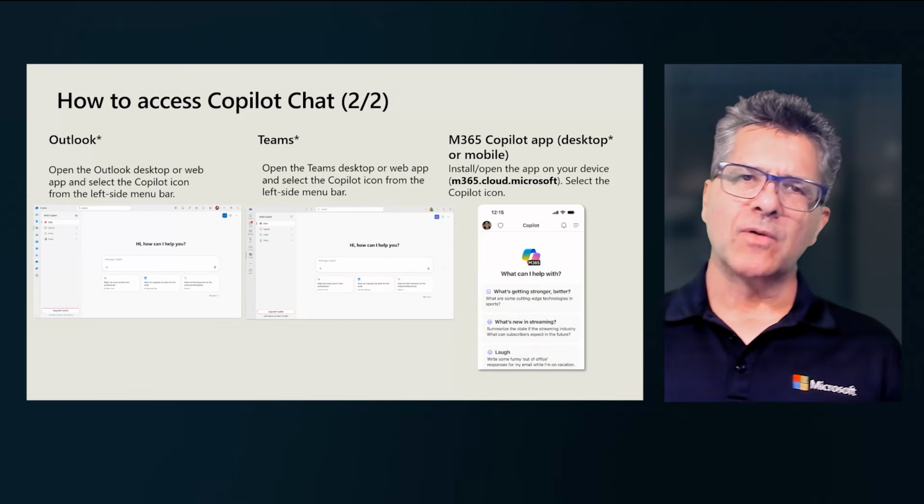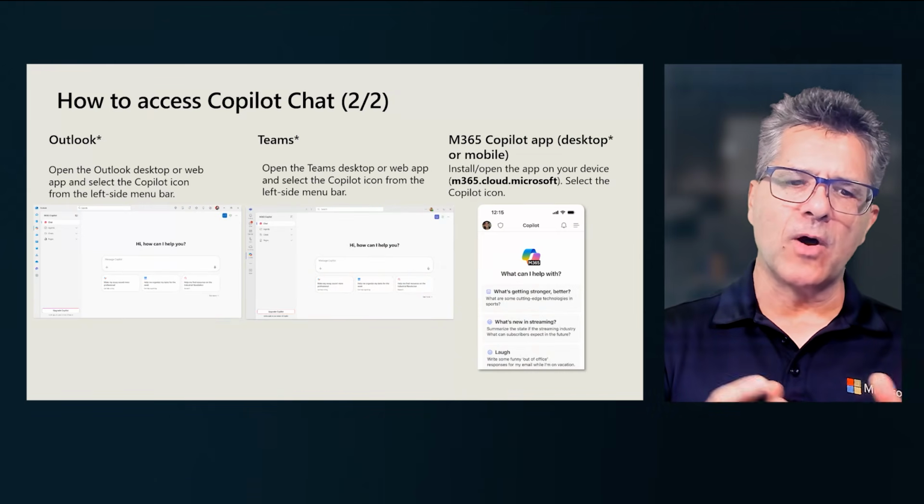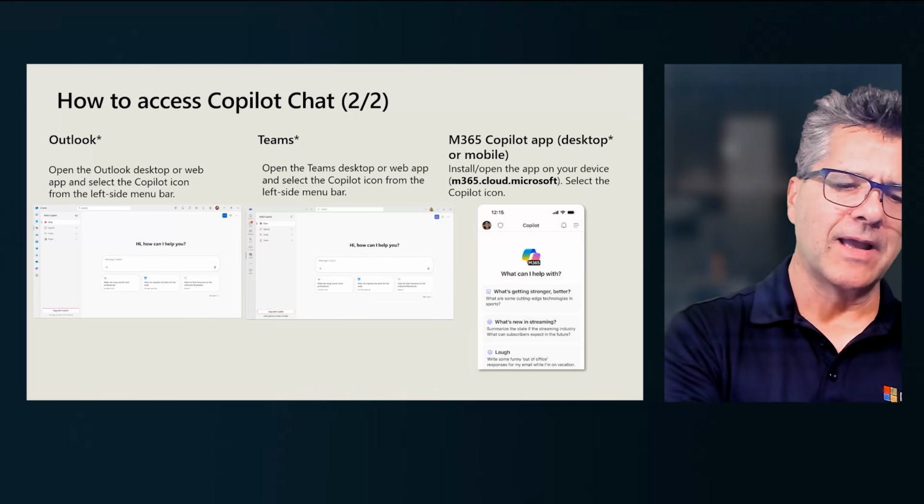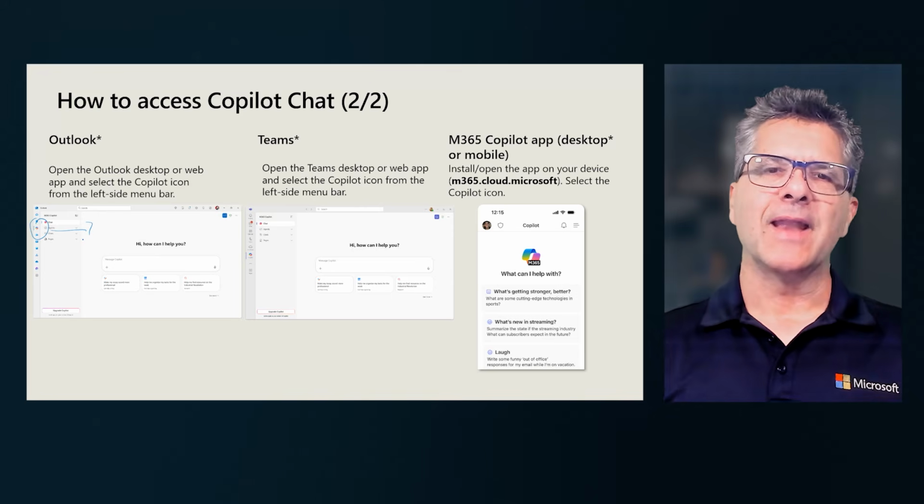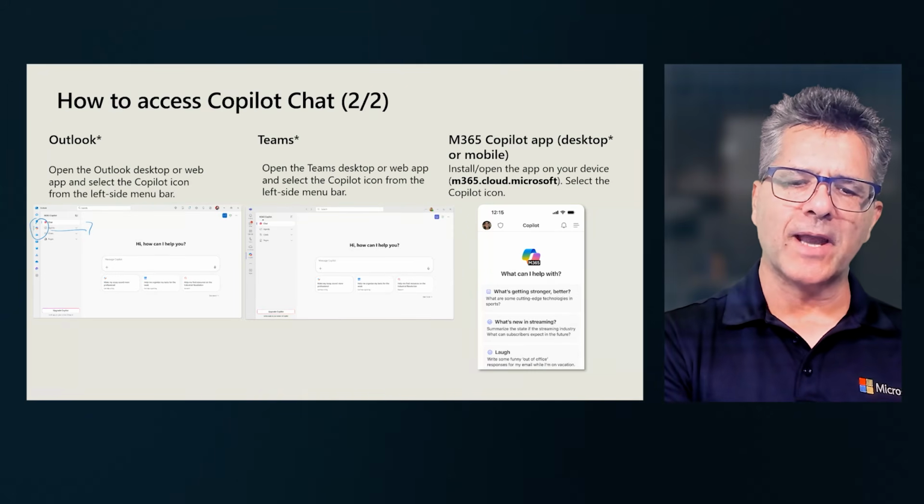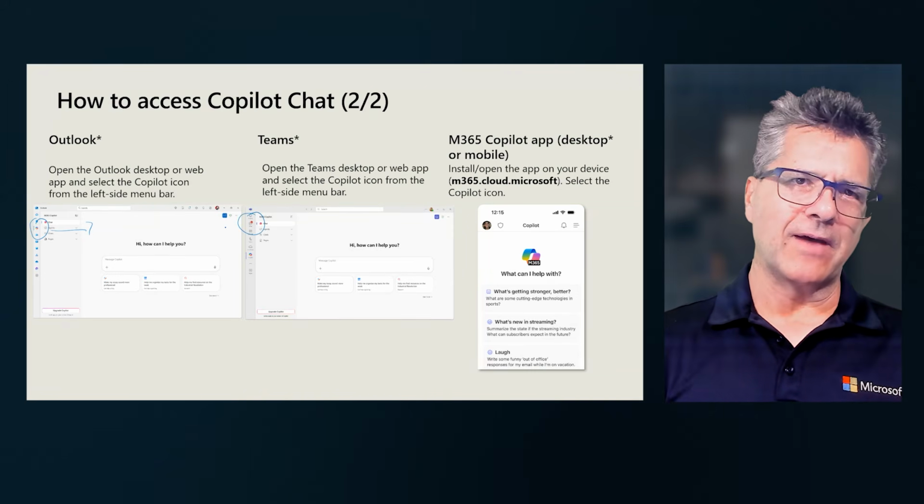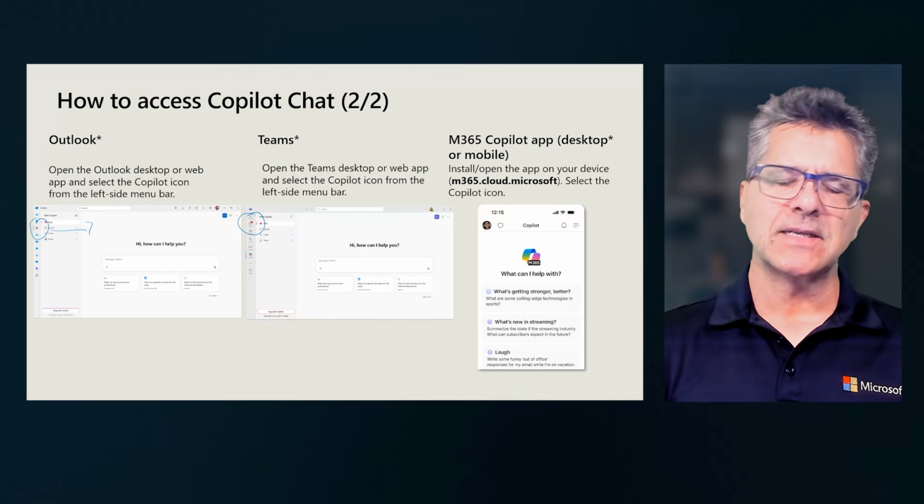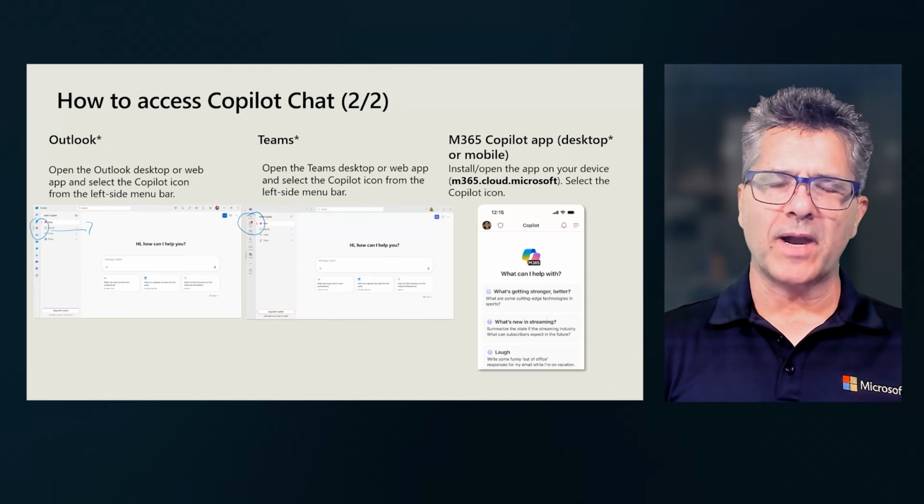Now, we can also access Copilot Chat directly from Outlook. So in Outlook, I do have the Copilot Chat button right there, and I can access it. I can also go to Microsoft Teams, which I also have on the left-hand side. I have access to my Microsoft Copilot Chat.